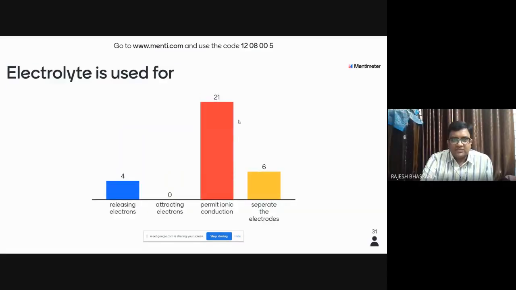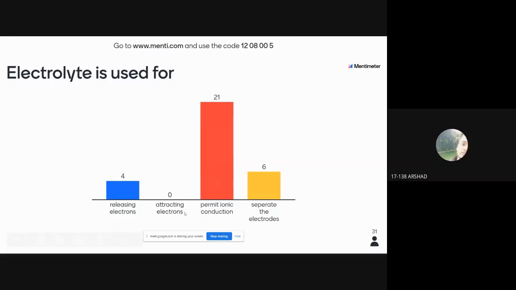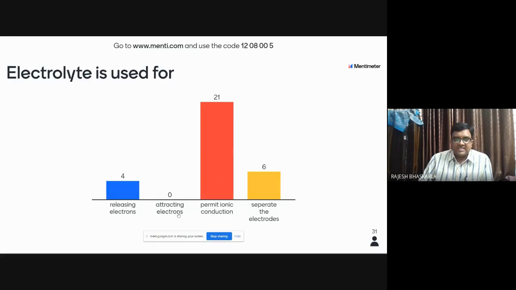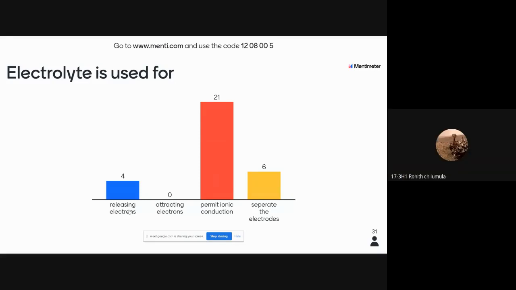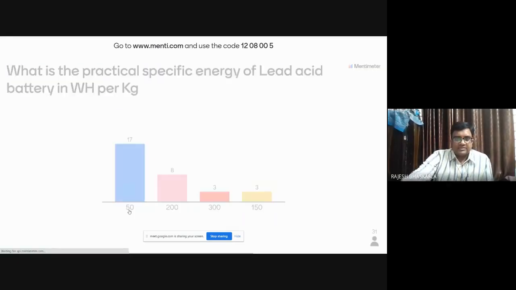Electrolyte is used for permitting ionic conduction. The third option is correct. Separation of electrodes is done by the separator. Attracting electrons is done by the positive electrode. Releasing electrons is done by the negative electrode. So this you have to understand.